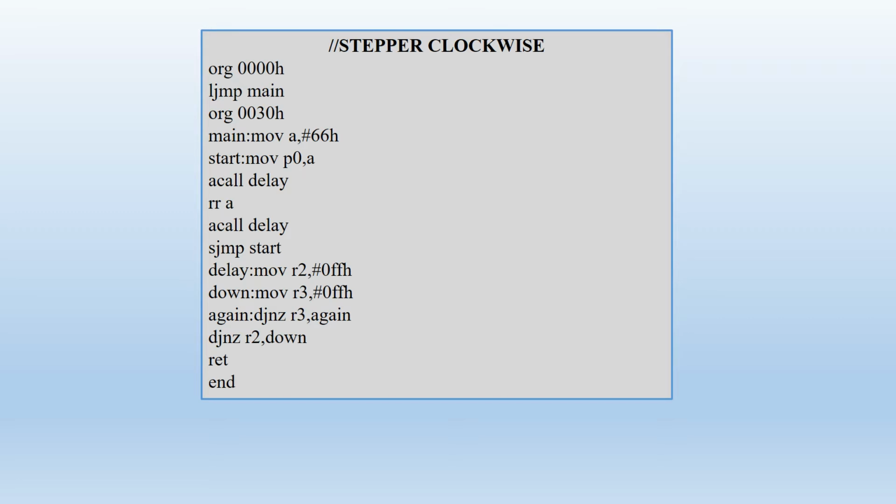As you want to move clockwise, next we give the direction by writing the instruction RR. Then after that again a call delay, then a jump to start. This will be the first process: 66, 99, CC, 33. This is the delay routine, the same routine which we have already studied. For observing, if you want to decrease the delay, you can remove one of the MOV R3 or R2.